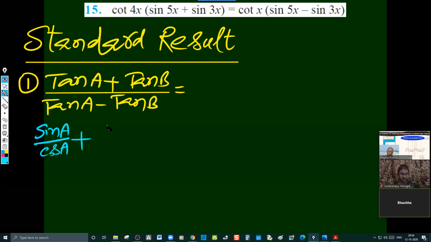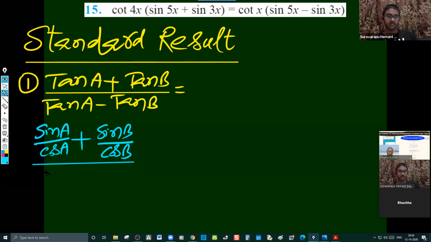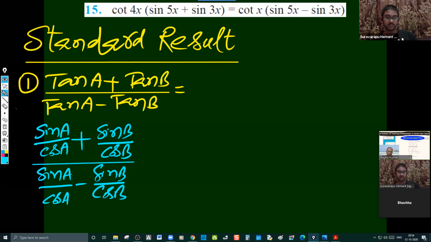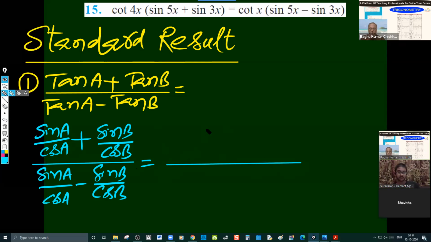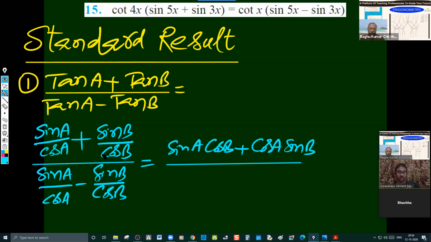Sine by cos. Similarly, tell me the denominator, Maurya. Sine A by cos A minus sine B by cos B. What is the LCM, please? LCM is cos A cos B. That's good. What do you get in the numerator after taking LCM? Sin A cos B plus sin B cos A on top, and the denominator is cos A cos B.